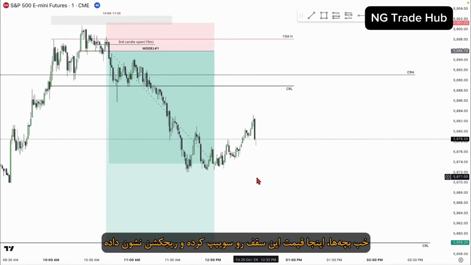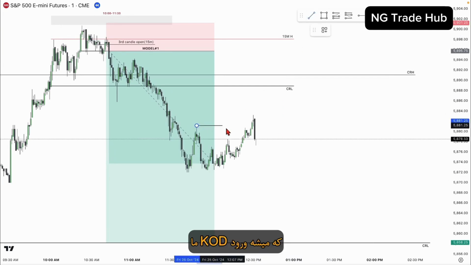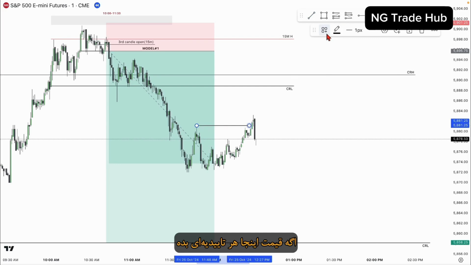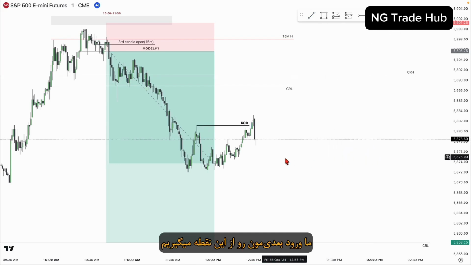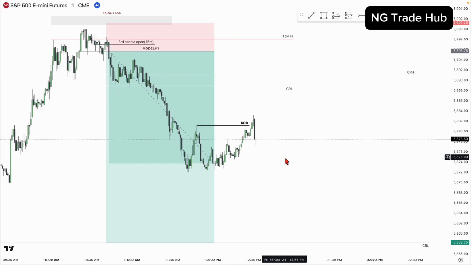Alright guys, here the price has swept this high and shown rejection, which would be our KOD entry. If the price gives any confirmation here, we will take our next entry from this point. Let's see how this plays out.